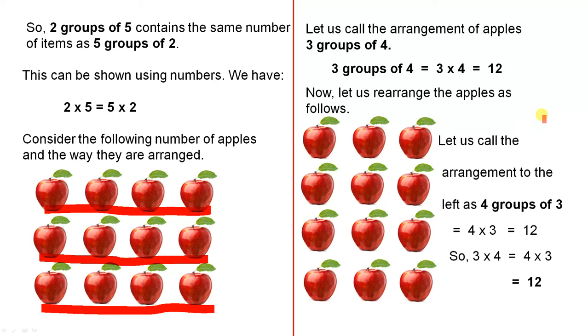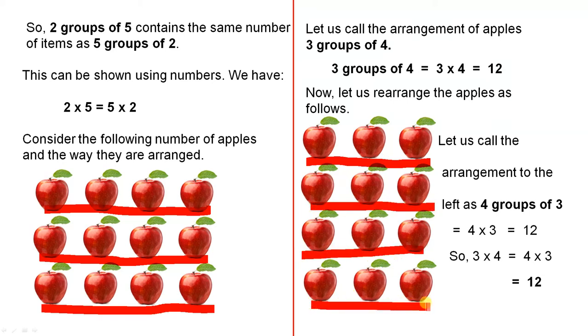Now let us rearrange the apples as follows. Let us call the arrangement to the left 4 groups of 3. 4 times 3 equals 12, so 3 times 4 equals 4 times 3, which equals 12. There is 1 group of 3, 2 groups of 3, 3 groups of 3, and 4 groups of 3, which makes 12. So whether you arrange them as 3 groups of 4 or 4 groups of 3, we still have 12 apples.